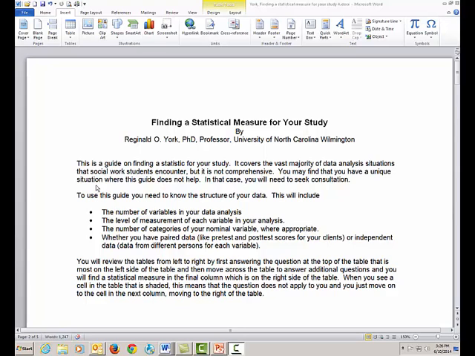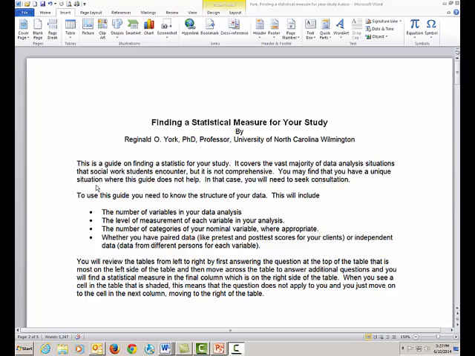You'll review the tables from left to right by first answering the question at the top of the table that is most on the left side of that table. Just start on the left, then move across the table to answer additional questions, and you will finally find a statistical measure in the final column, which is on the right side of the table. Unless, of course, you encounter a situation where the instruction says there is not a statistical measure for this particular situation in this guide. You'll have to seek consultation to find something for your situation.